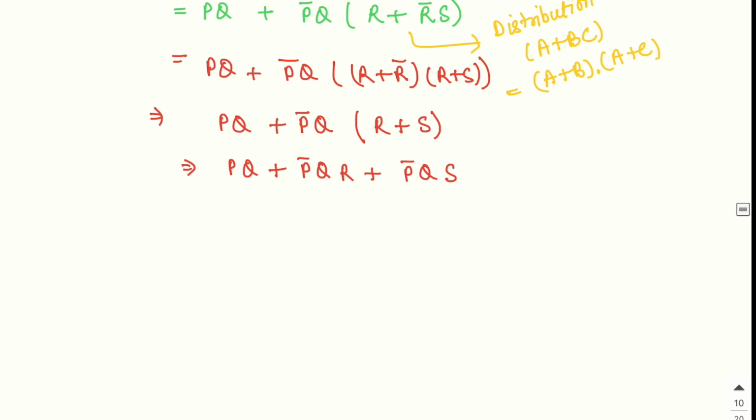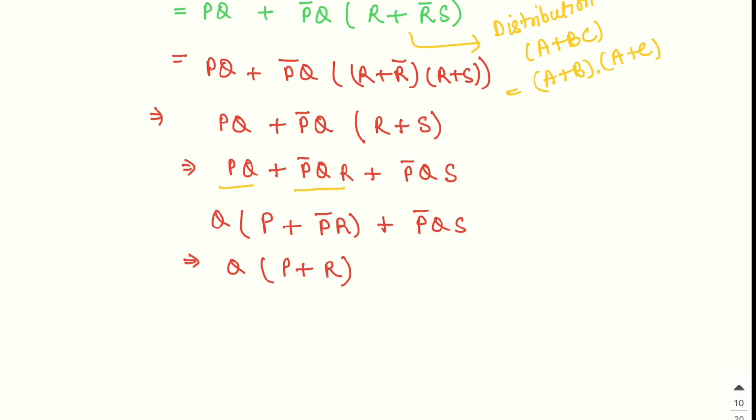Now what we can do is take Q common from, let's say, the first term and the second term. So let's try that out. When we take Q common, we get Q(P plus P bar R) plus P bar QS. Again we apply the distribution theorem, so you will get over here P plus R, because one term will be P plus P bar, which will be 1. So we have this, and hence we get PQ plus QR plus P bar QS.